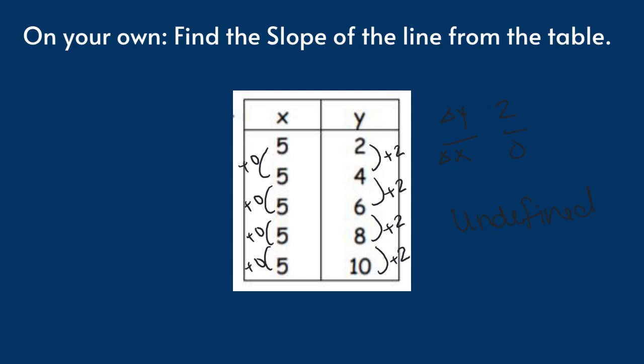So whenever it yells at you like that or gives you an error message, that's an undefined line. So if we have the same x coordinate, that means it's going to be a vertical line, which means it's going to be an undefined slope.